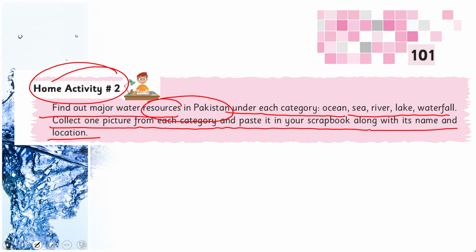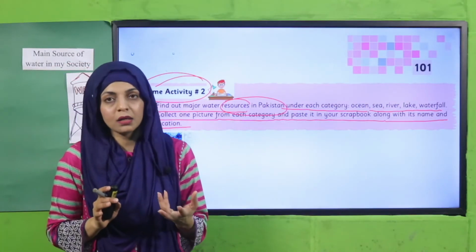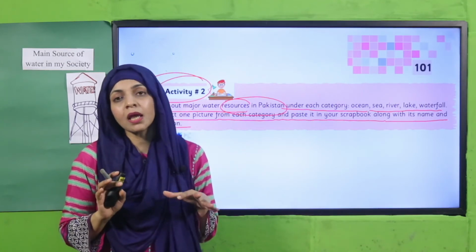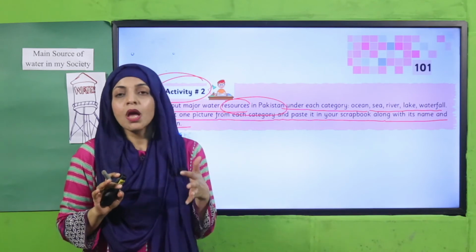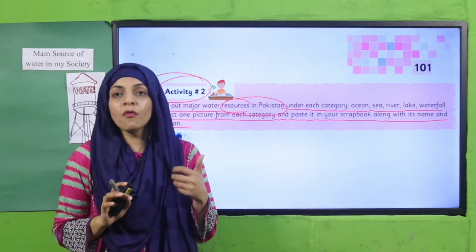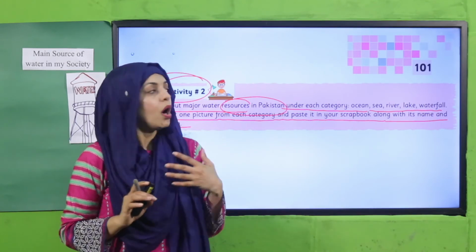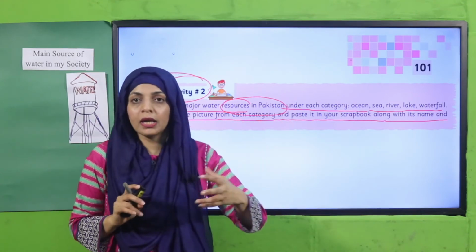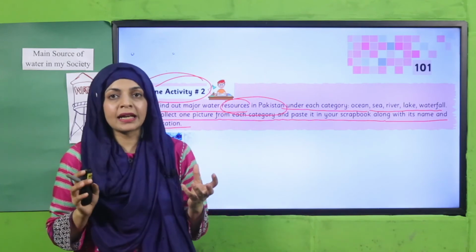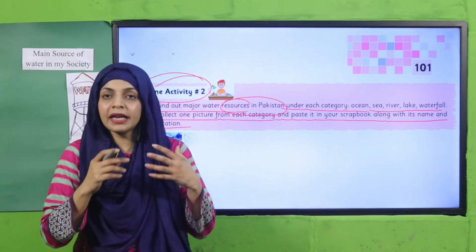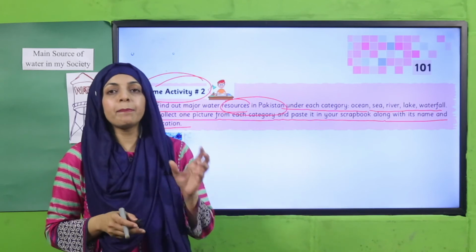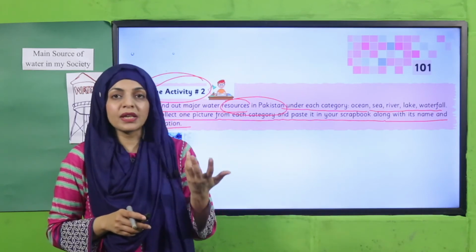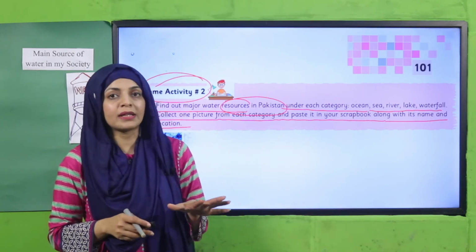So my dear students, मैंने आपको 5 जो है वो दरिया दिखाए थे और मैंने आपको कहा था कि ये पाकिस्तान में एक रिसोर्स है पानी का. So my dear students, अब आपको होमवर्क में क्या करना है कि आपको पाकिस्तान में ओशन, सी, रिवर, लेक, वाटरफॉल जो है इनकी पिक्चर्स कलेक्ट करनी है. कोई भी वन आप पिक्चर each category की पिक करें and then paste it in your scrapbook. Write down its name, where it is present, where it is located, also write it.